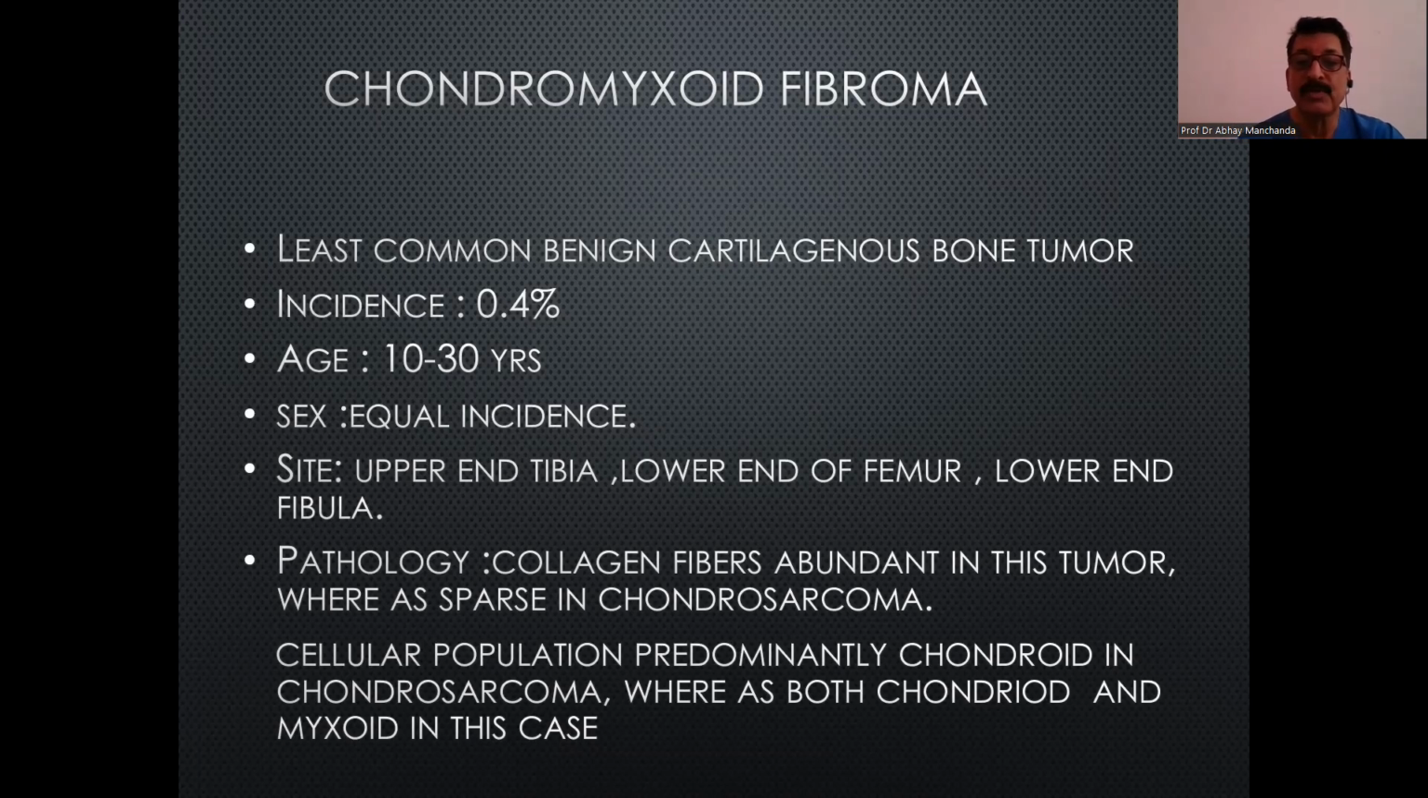Cellular population is predominantly chondroid in chondrosarcoma, whereas both chondroid and myxoid in this case. So this is basically how you differentiate between CMF and chondrosarcoma. In CMF, you get more collagen fibers, and you find both chondroid and myxoid, while in case of chondrosarcoma, you find more cartilage, less collagen, less myxoid.